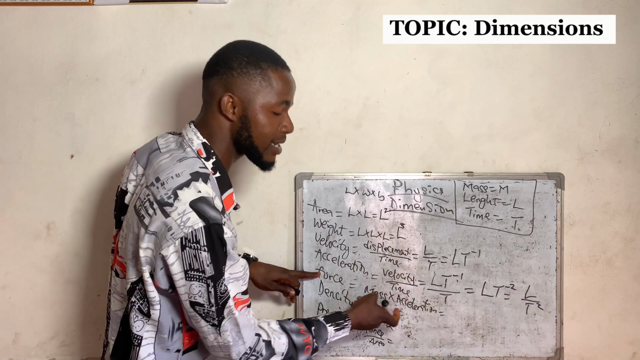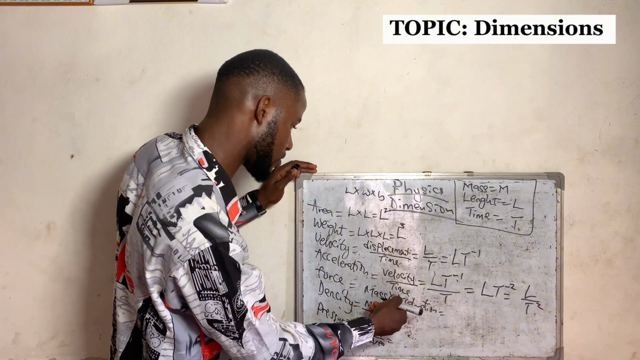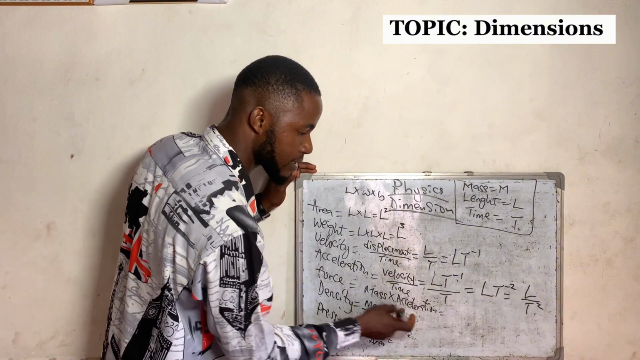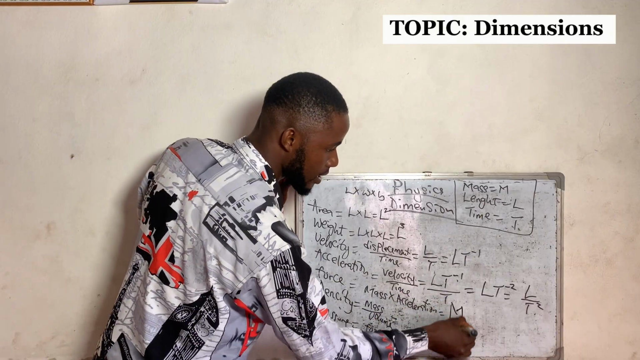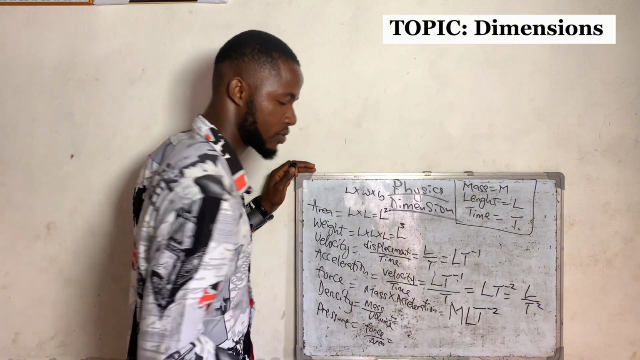Force now is mass times acceleration. Acceleration is L T raised to power minus 2, so no need of looking for acceleration. Now mass is M, then our acceleration L T raised to power minus 2.